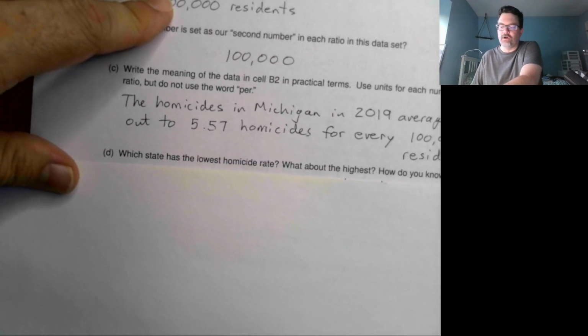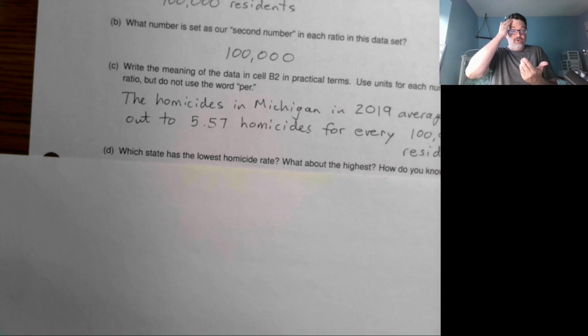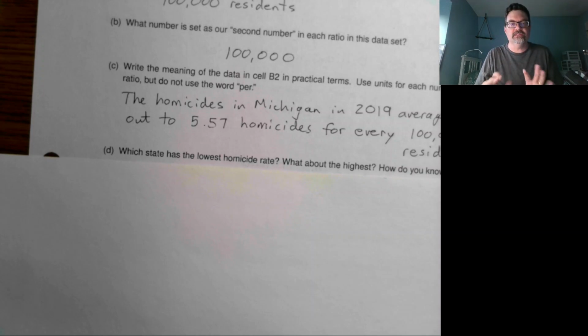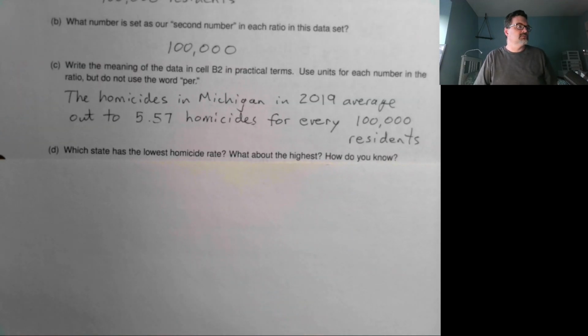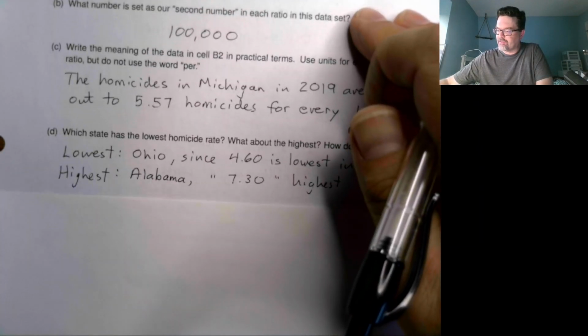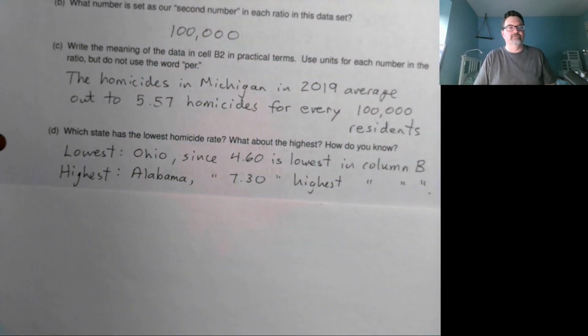Okay, so answering these next questions, highest and lowest homicides, well, not the totals, but the rate, you're just looking at those numbers in column B. Which one's biggest and which one's smallest? Of those 5, Ohio has the lowest because 4.6 is the lowest number in that column. And Alabama has the highest with that 7.3.